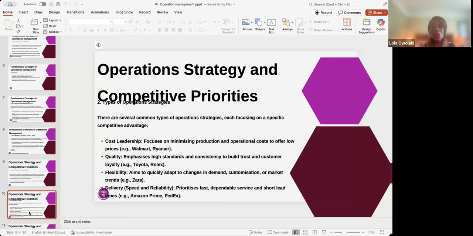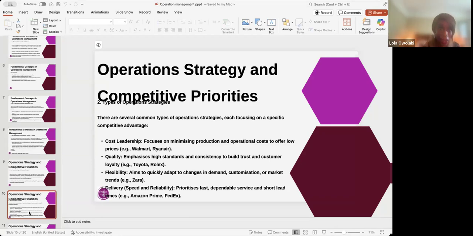Right. So, types of operation strategies. Let's look at that. There are several common types of operation strategies, each focusing on a specific competitive advantage. So, the first thing is cost leadership. This is focusing on minimizing production and operational costs to offer low prices. So in America, we've got Walmart as a big supermarket that aims to really offer customers low prices. And in the UK, we also have a very cheap airline called Ryanair.